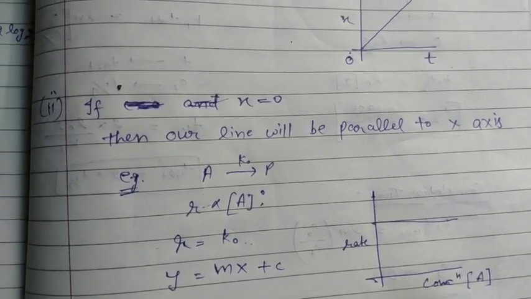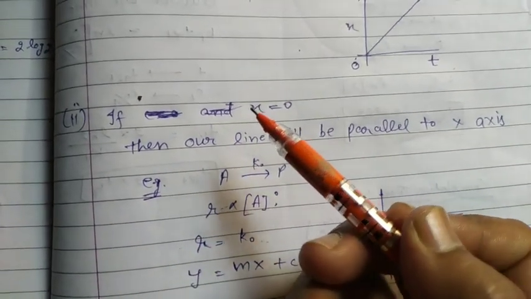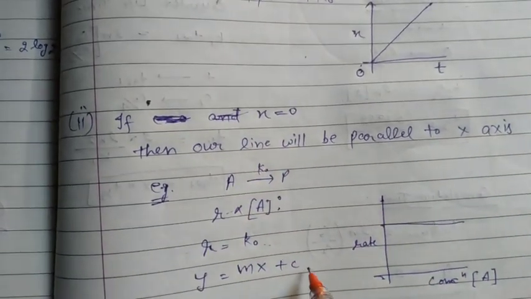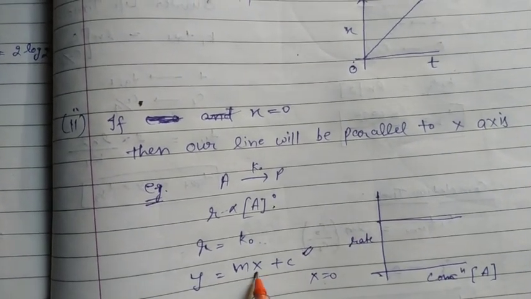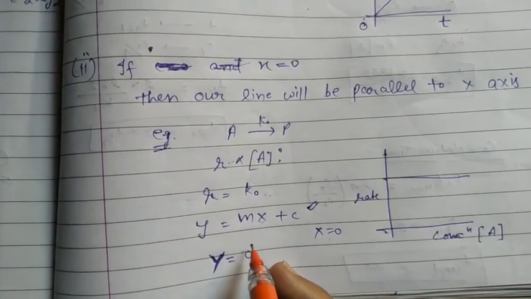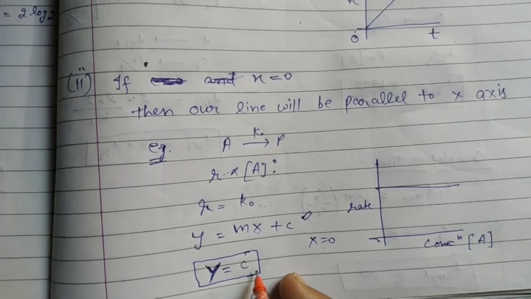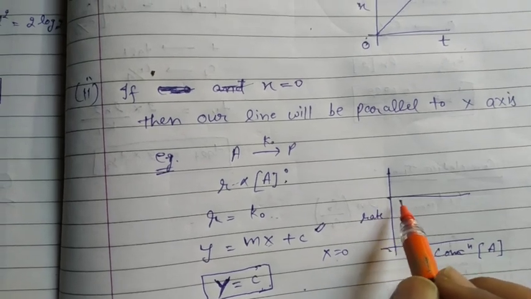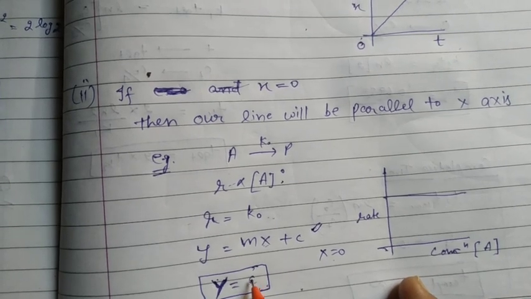In the second case, we will see that if the value of x is equal to 0, then how our straight line equation will look, and what will be its graphical representation. See, this is our straight line equation. If we put the value of x equal to 0 in this equation, then our equation will be y is equal to c, which means there is no value on the x-axis. So this means that our straight line will be parallel to the x-axis and having the intercept on the y-axis equal to c.